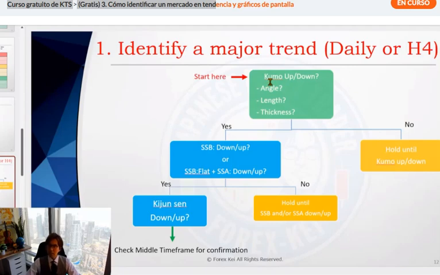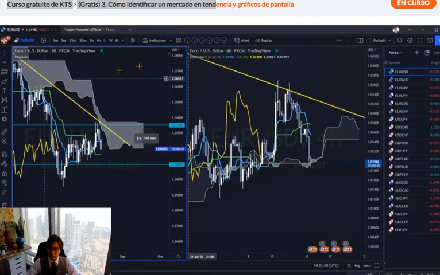First I check Kumo. If Kumo is up or down, and not only the Kumo itself up and down, but I also look at the angle, length, and thickness of the Kumo. So let me discuss this one first. Let's say Kumo is this one, which is forwarded 26 candles to the future. So these parts are the Kumo.